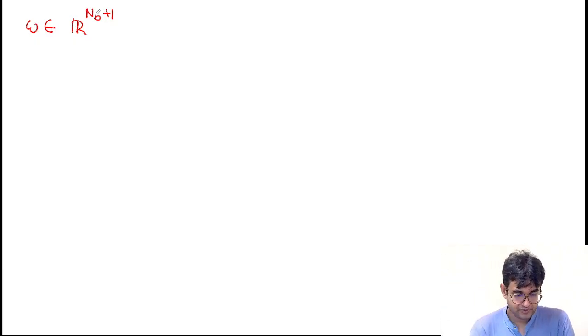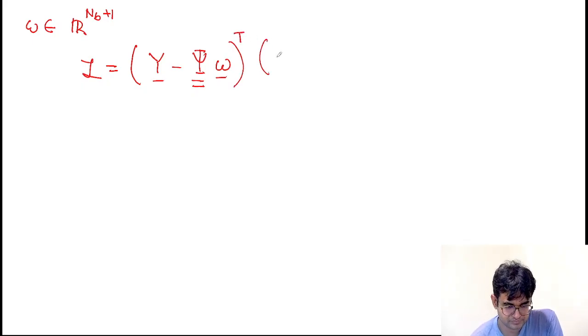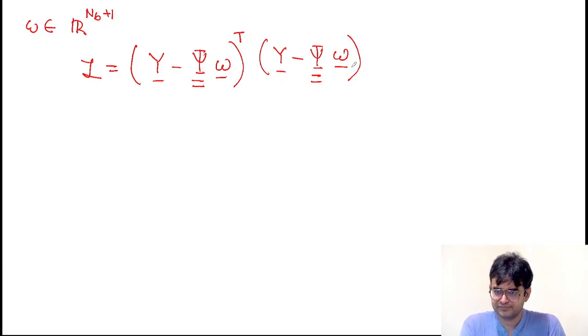Now within this representation, what is my loss function? Y minus psi W transpose Y minus psi W. This will be my loss function. This will ensure that you are doing a sum of squares. That's what it is doing, right? So now take the derivative, see what is happening. You will directly get what I just wrote.